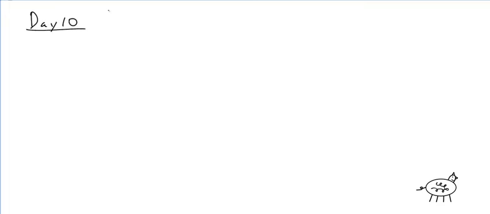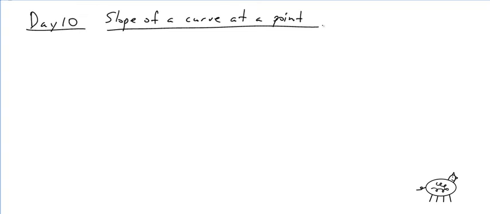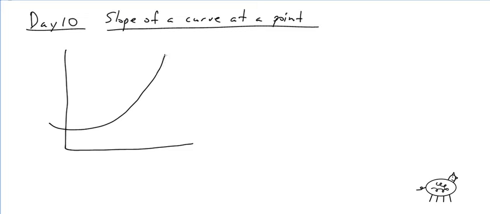And we're talking about the slope of a curve at a point. Okay, so let's first sketch a picture here. We kind of recognize this picture from the other day when we did average rate of change. I'm going to pick a point here. This is the value of A, and this is going to be point P. We're going to call this A comma f of A.